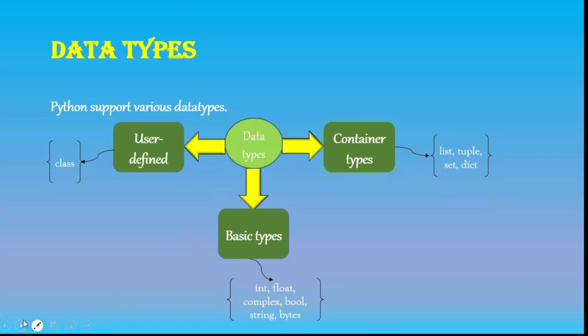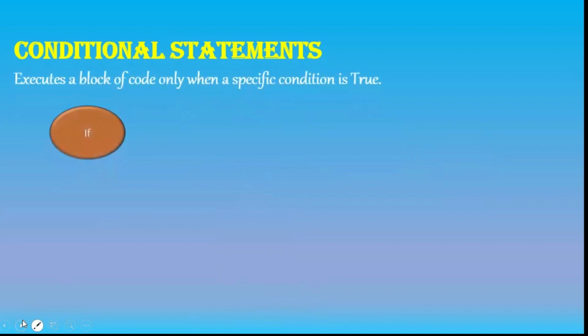So we'll be discussing the next slide. It is nothing but the conditional statements. So what is a conditional statement? The word itself defines what a conditional statement is. Condition. So there are various conditional statements in Python programming language, and they are if. So a conditional statement is nothing but it executes a block of code only when a specific condition is true. So it executes the code when the condition is true. If the condition is satisfied, then it will execute the code and print the output.